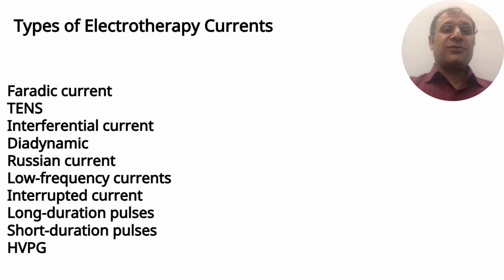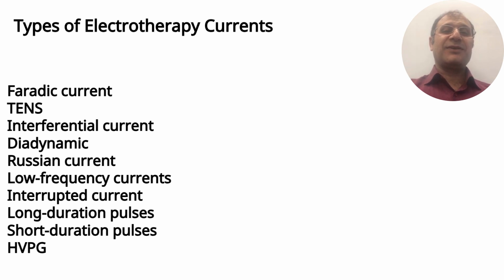This method is used for deep tissue stimulation, pain relief, reducing swelling, and muscle stimulation. Diadynamic current is used for pain relief, reducing inflammation, and increasing local blood circulation. Russian current is applied with medium frequency, 2500 Hz, and short pulses, used for muscle stimulation and increasing muscle strength.